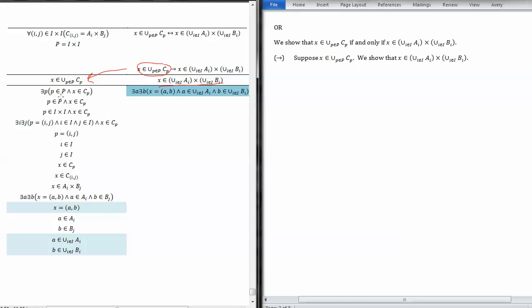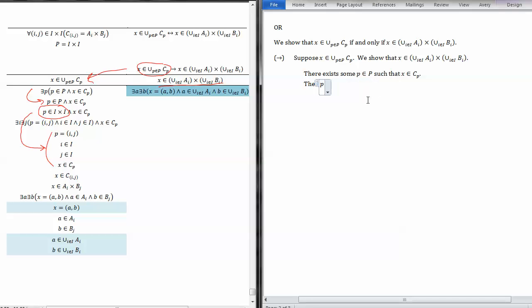And from here, the first thing we did was definition and then an existential instantiation to get here. So let's write that down. We'll say there exists some P in P such that X is in C sub P. Okay, and then that meant that actually P was in I times I, and we did a definition and existential instantiation, and that eventually led us to these statements, right? So let's record that.